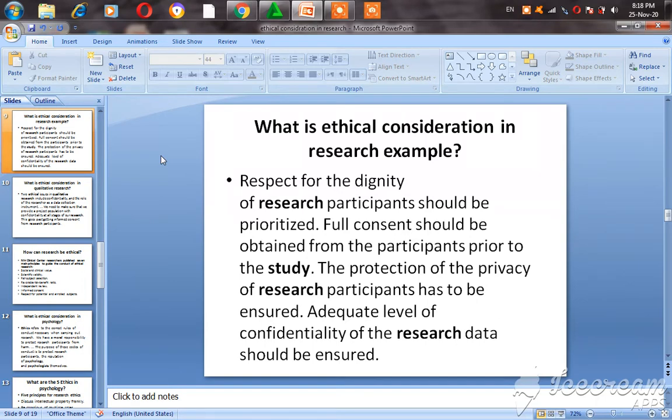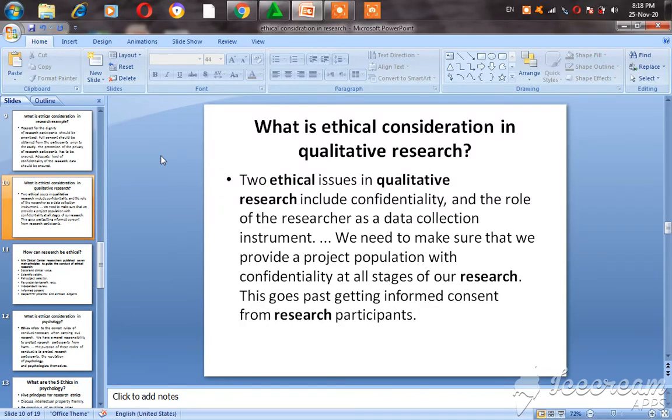The protection of the privacy of research participants has to be ensured. An adequate level of confidentiality of the research data should be ensured. And the ethical considerations in qualitative research. Two ethical issues in qualitative research are confidentiality and the role of the researcher as a data collection instrument. We need to make sure that we provide our project population with confidentiality at every stage of our research. This goes past getting informed consent from research participants.